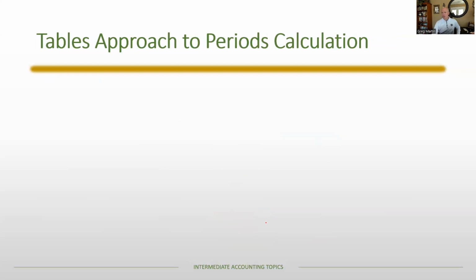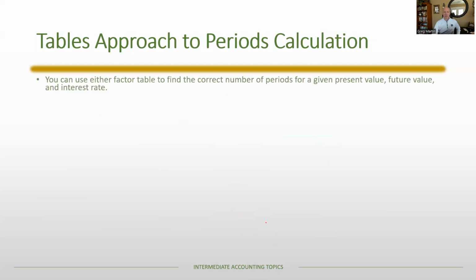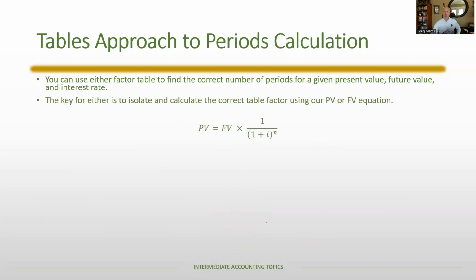Now, the tables approach is not too bad. It's kind of similar to what we were already talking about, but really it's still building off that basic equation. And again, this is the key: you have to isolate the calculation of the factor. You somehow have to figure out what the relevant factor is.